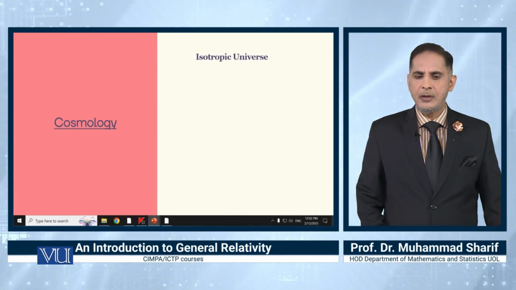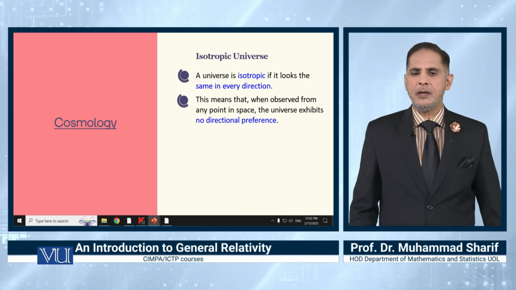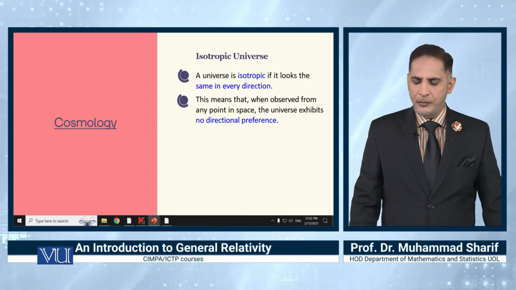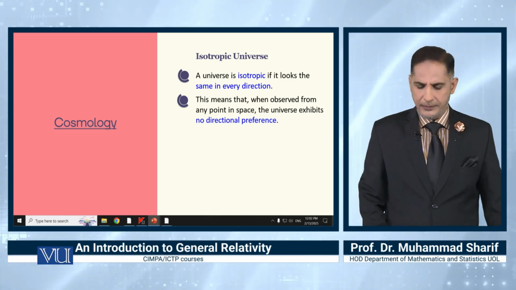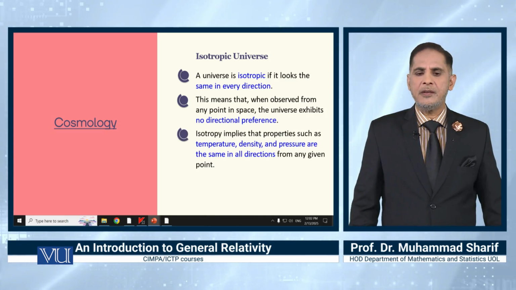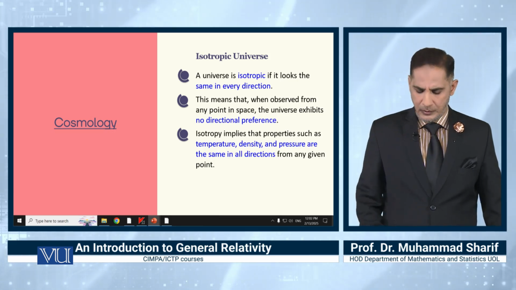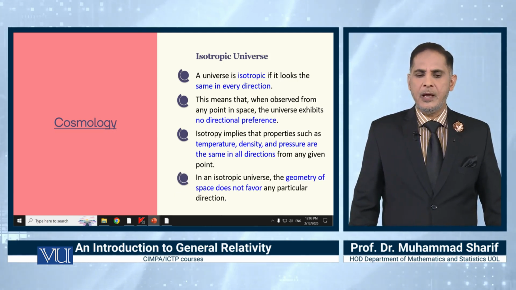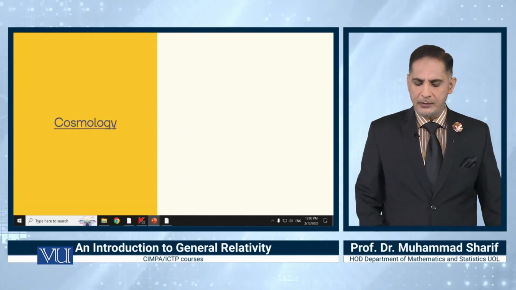In an isotropic universe, we have the same properties in every direction. I mean, the universe looks the same in all directions. This means when observed from any point in space, the universe exhibits no directional preference. So, isotropy implies that properties such as temperature, density, and pressure are the same in all directions from any given point. The geometry of the universe does not favor any particular direction in an isotropic universe. So, these are two important properties of the universe.